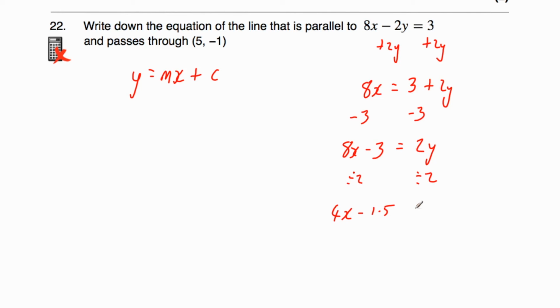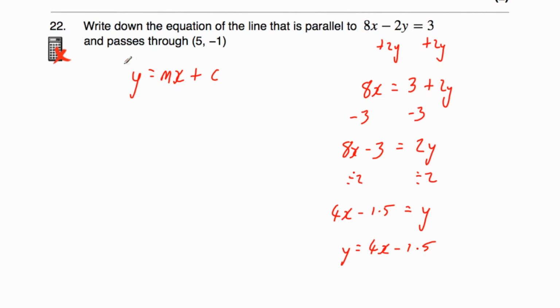That's up to you. Actually, it's not that important because in this question we want to find the gradient of this line. So we just really want to find that, hopefully, that it's 4, and we'll see that in a second. And here we've got 2y divided by 2, and 2y divided by 2 would just be y, because we're dividing by 2 to get rid of the multiply by 2, so we'd just be left with y. So we've got y equals 4x minus 1.5, or minus 3 over 2. So we rearrange this to make y the subject so we can find the gradient of this line, and the gradient of this line is 4.